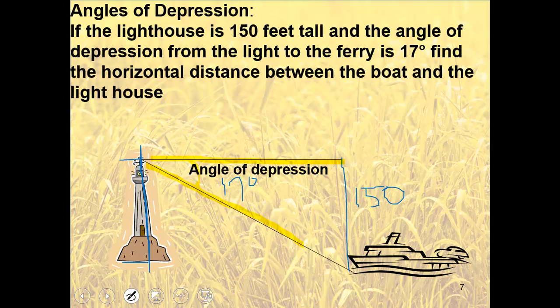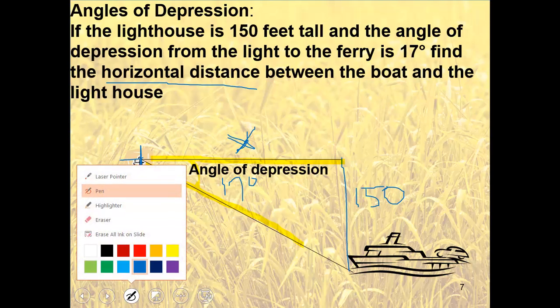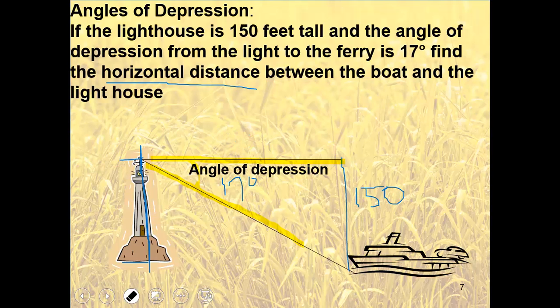Find the horizontal distance. We're not looking for how far the boat is from the lighthouse. We're looking for the horizontal distance between the boat and the lighthouse. So this is what we're looking for here, x.